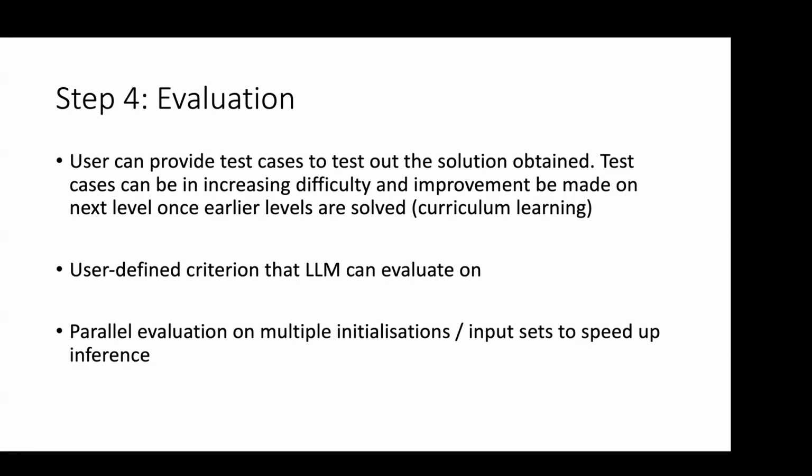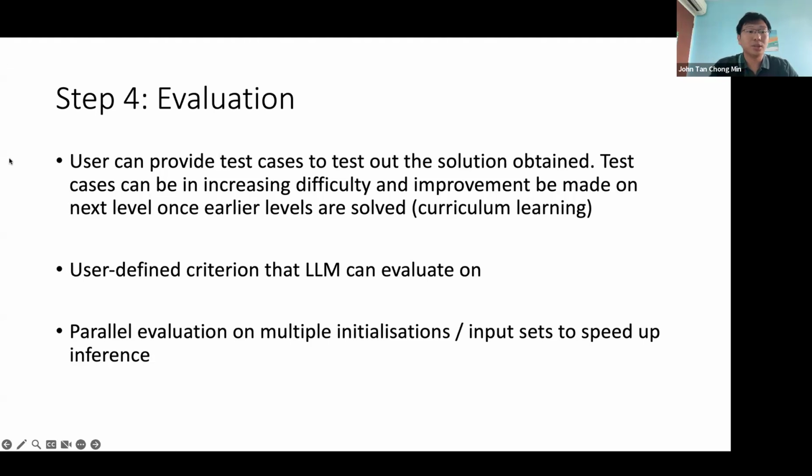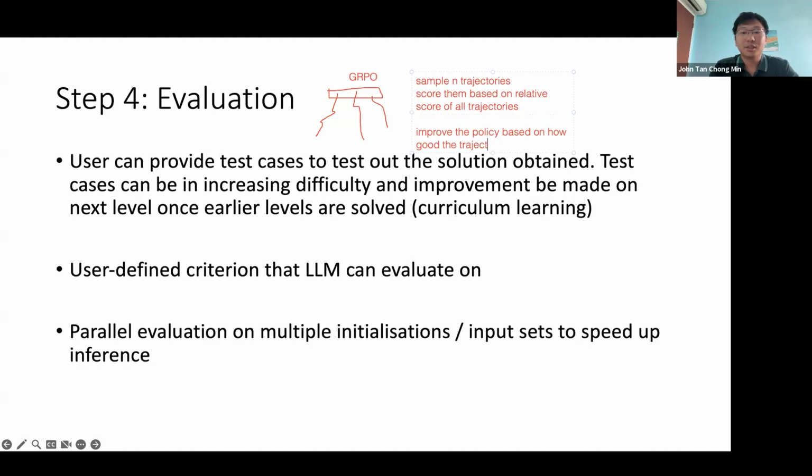You mean GRPO? Yes. GRPO evolves in the sense that you select right trajectories. So I'll just draw GRPO here. You sample multiple times from the same model and you get different trajectories. You sample n trajectories, then you score them based on the relative score of all the trajectories, and you improve the policy based on how good each is. So in some sense, this is a way to make sure that you learn from the better ones. Of course, an alternative form is you select the top K and put them in the training set.